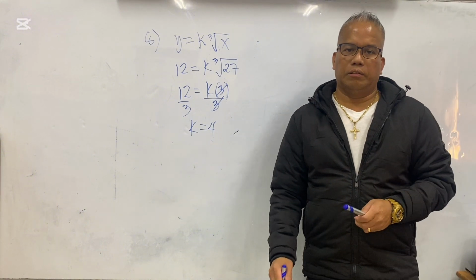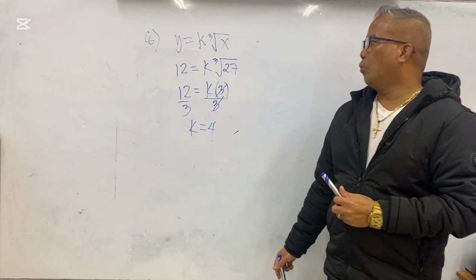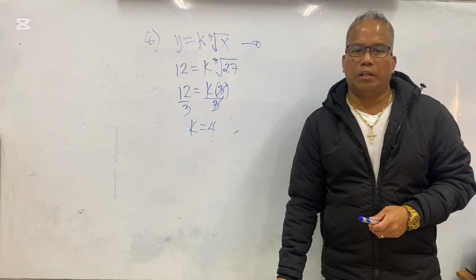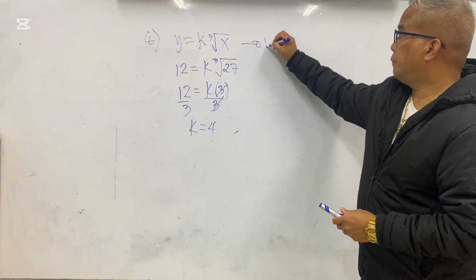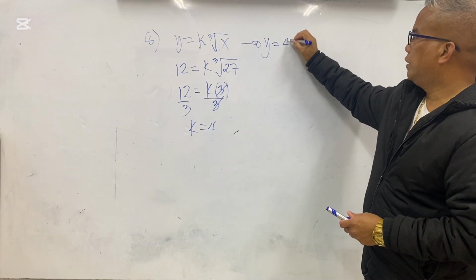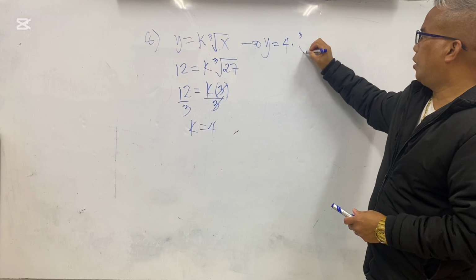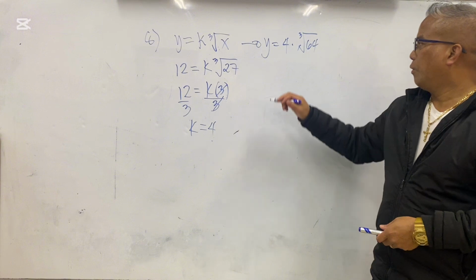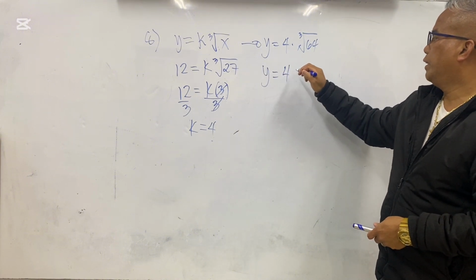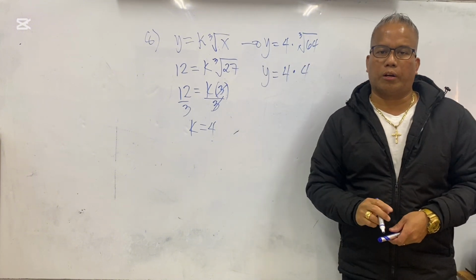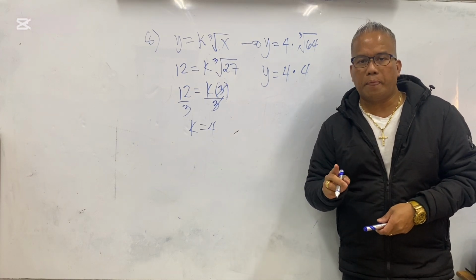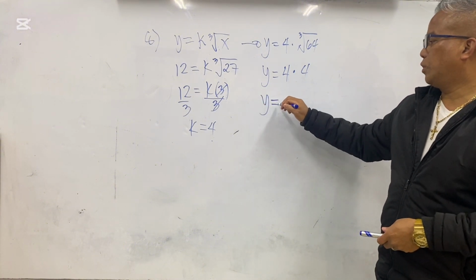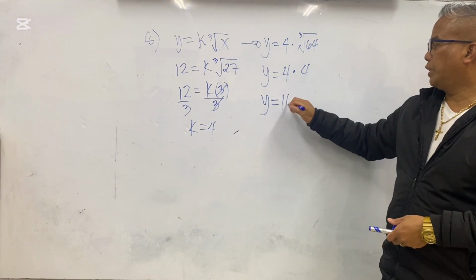Now to continue the question, find y when x equals 64. So go back to this equation. Y equals, the value of k is 4, times cube root of 64. So what is the cube root of 64? Cube root of 64 equals 4, because 4 times 4 is 16, 16 times 4 equals 64. Then the final answer is y equals 4 times 4, which is 16.